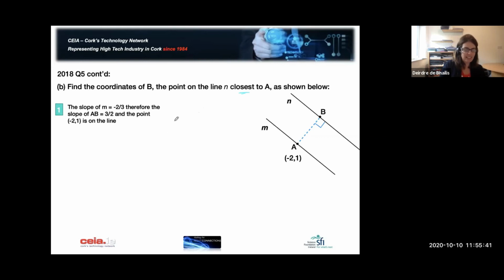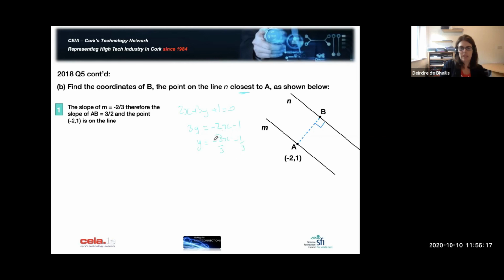But if we have the line M, we have 2x plus 3y plus 1. So I've just given myself the job, just to be sure that people are familiar with calculating the slopes. I'm going to rearrange that where y is on its own on the left-hand side. So 3y is equal to -2x minus 1. So y is equal to -2x over 3 minus 1 over 3.